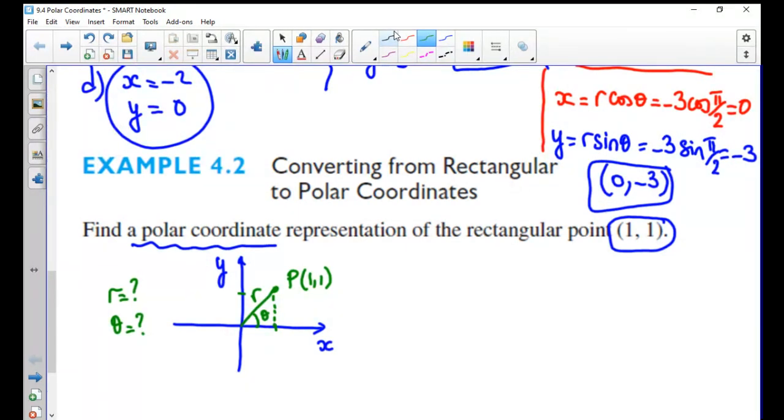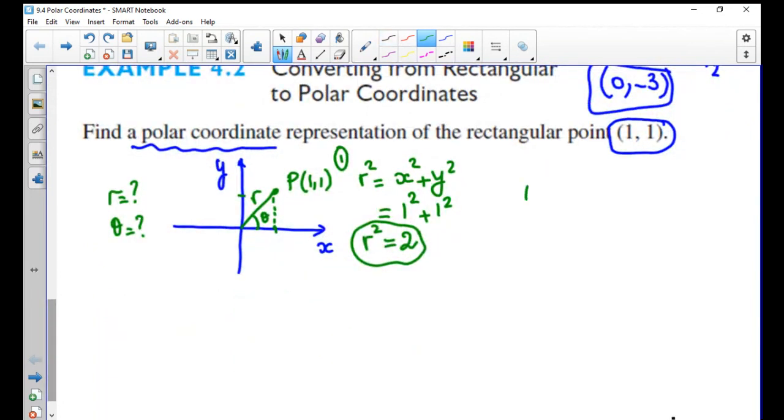Now, to find R, what we can use is R squared is x squared plus y squared. So we can use that. That means it's going to be 1 squared plus 1 squared. So R squared is 2. Yeah, R squared is 2. That means R is square root of 2, or maybe minus square root of 2. It could also be negative.